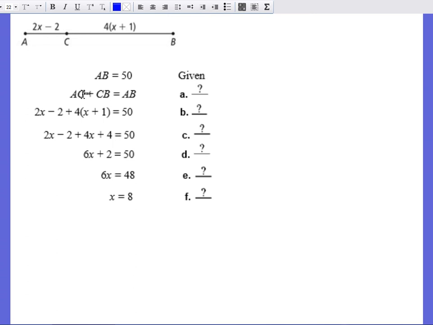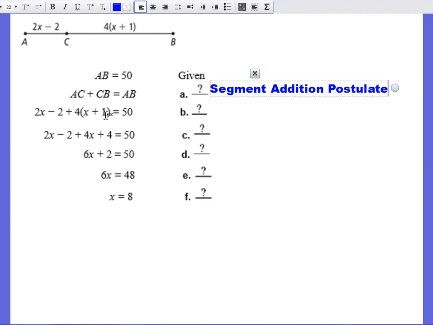The next thing, AC plus CB equals AB. What are we doing? Well, you are adding segments. So this first one is the segment addition postulate. That was one of the things we did, like the first or second day at school. We talked about segment addition postulate. We know that this piece plus this piece equals the whole thing.